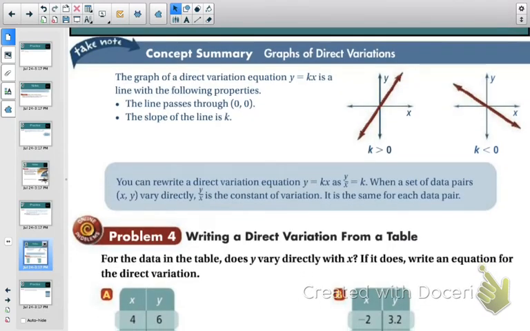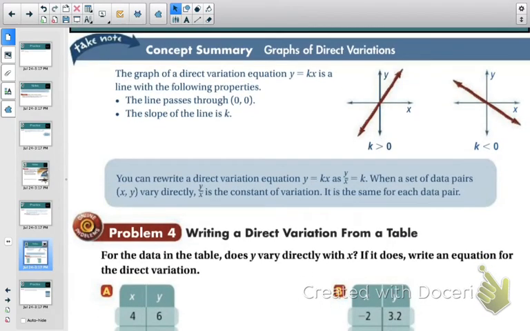Alright, graphs of direct variations. Okay, so I've kind of talked about this already, but the graph of a direct variation is a line with the following properties. It goes through 0, 0, and the slope is k. So all of these go through 0, 0. This is a positive slope, this one's a negative slope, on the left and the right. You can rewrite a direct variation equation, y equals kx, as y over x equals k. When a set of data pairs x and y vary directly, y over x is the constant of variation.